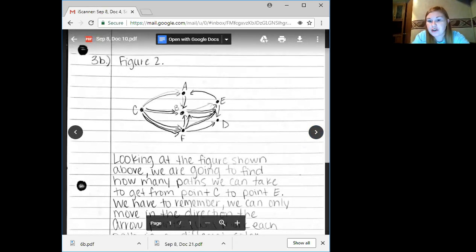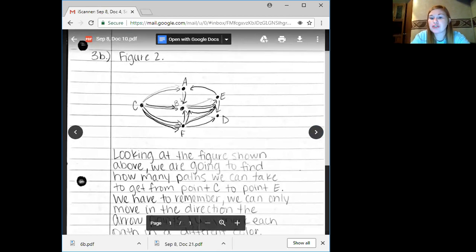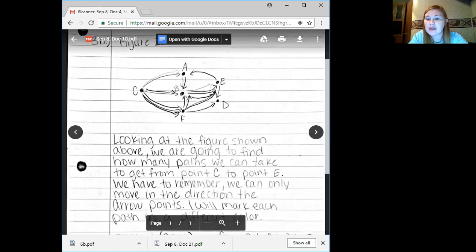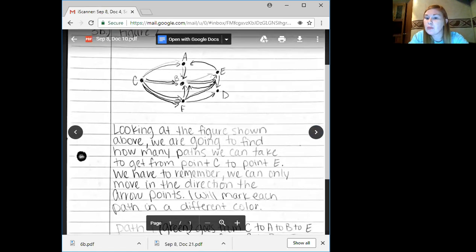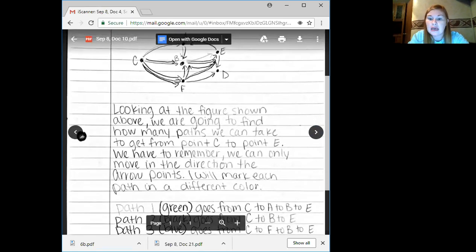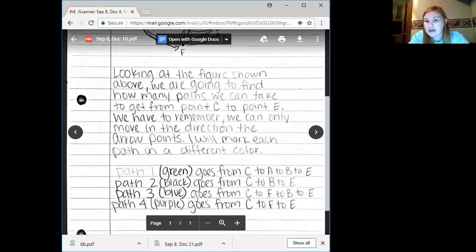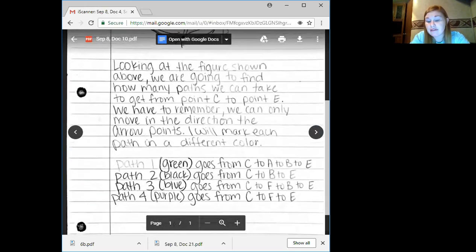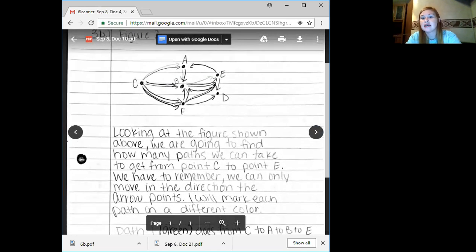We're going to look at this figure here, and we're only able to follow the arrows in the direction that it is pointing, and we need to find how many paths we can take to get from point C to point E. This is black and white, but I did have it in color for you. So path 1 is going to go from C to A, then down to B and over to E.